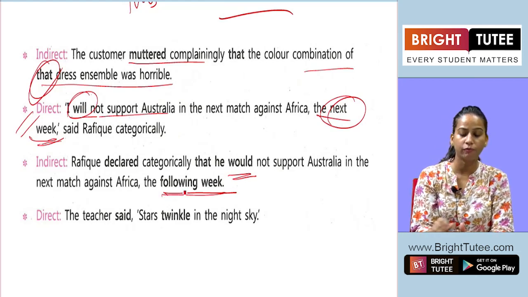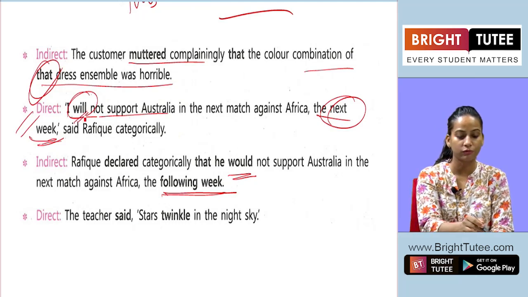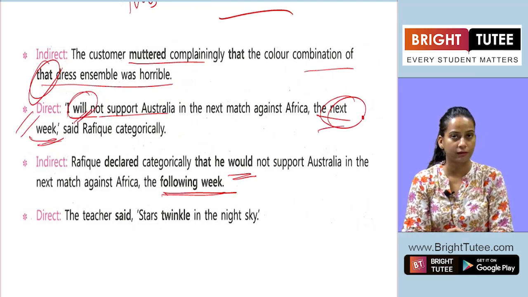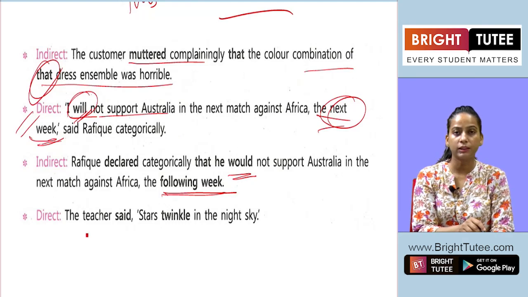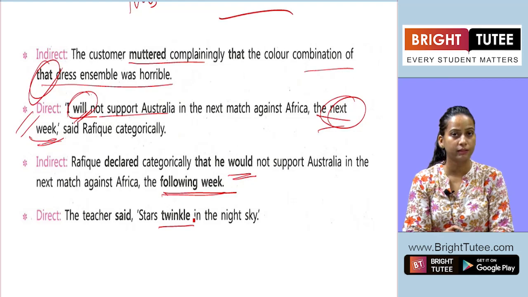Why have we written here following week? Because it is something that is going to happen in the future. According to this will, we have to change that. Clear? The another one, the teacher said stars twinkle in the night sky.